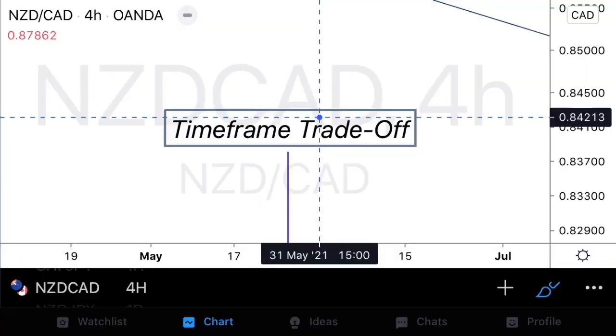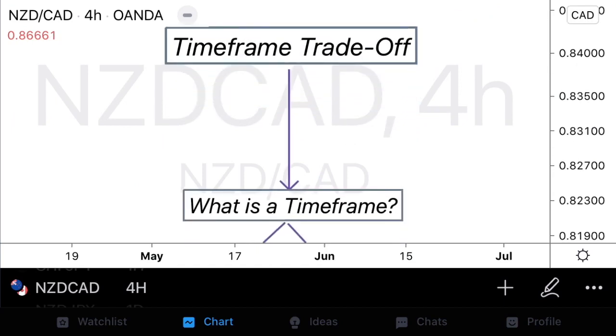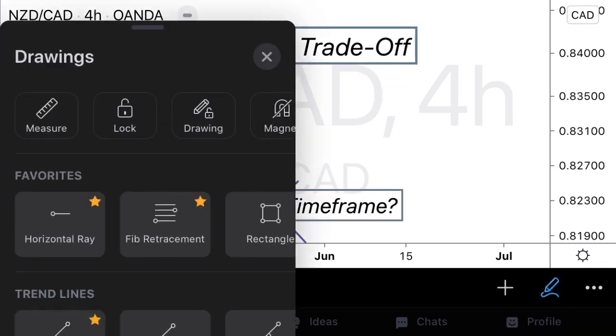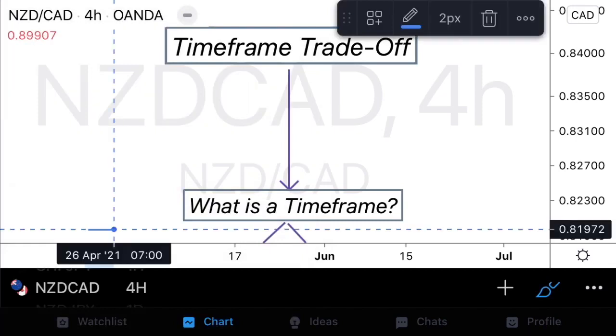Now let's get into things, guys, with the time frame trade-off. The first question we're going to want to ask ourselves about the time frame trade-off is, what is a time frame? Going into what is a time frame, we are looking at a time frame right now.